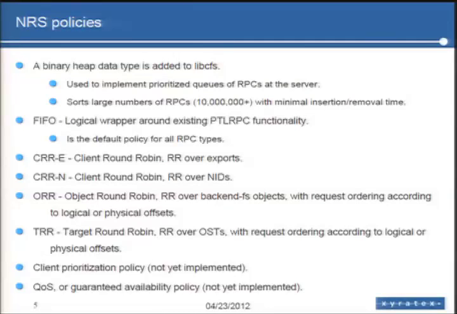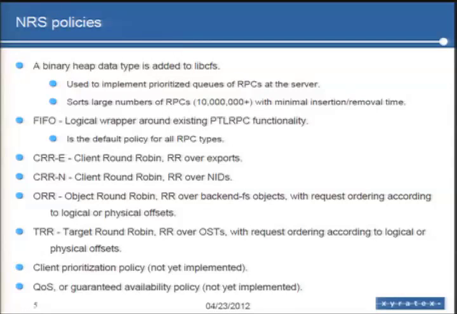One of the basic components of the NRS framework is a binary heap that was developed by Eric Barton, I think, if I'm not mistaken. And this allows us to create prioritized queues of RPCs at the server. So the idea is that with current Lustre code, for example, bulk IO RPCs are treated in first in, first out order. It doesn't do anything overly dramatic or smart. And this is what we're trying to change with NRS.